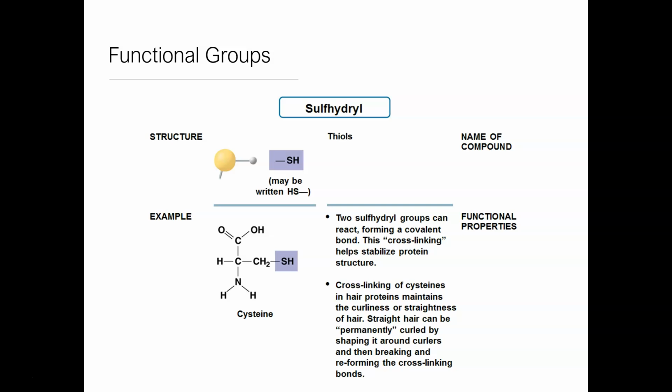Sulfhydryl groups, or a sulfur plus a hydrogen, these are thiols. These guys become really important when we start talking protein structure because they'll often do what we call cross-linking, where two sulfhydryl groups will actually covalently bond to each other. And that really helps to stabilize internal protein structure. So we get a lot of that particular piece of cross-linking happening between those proteins.